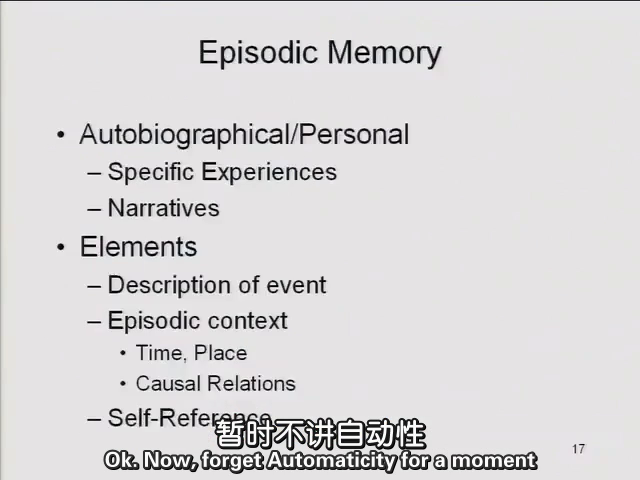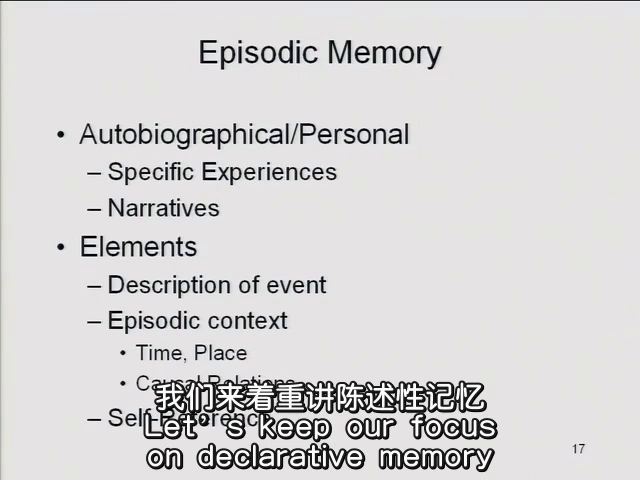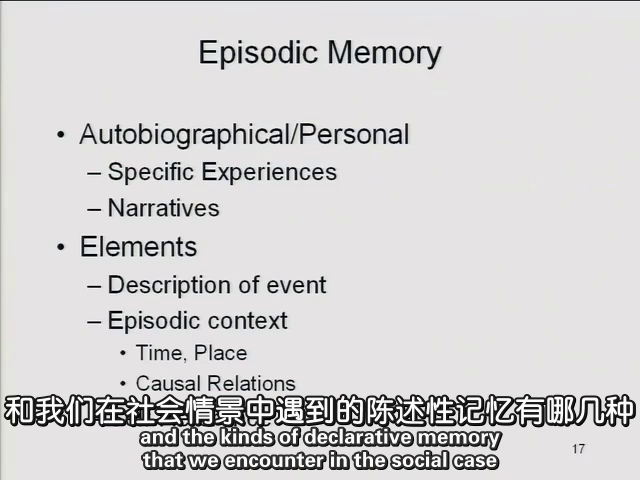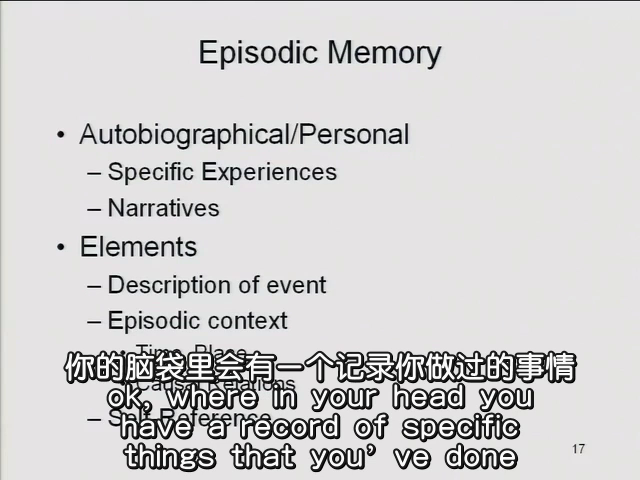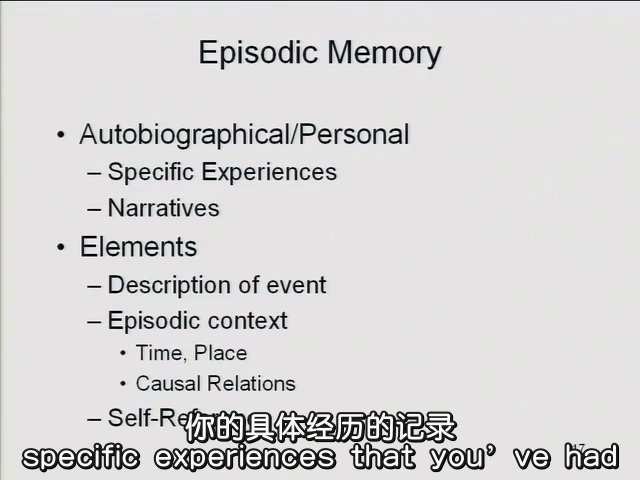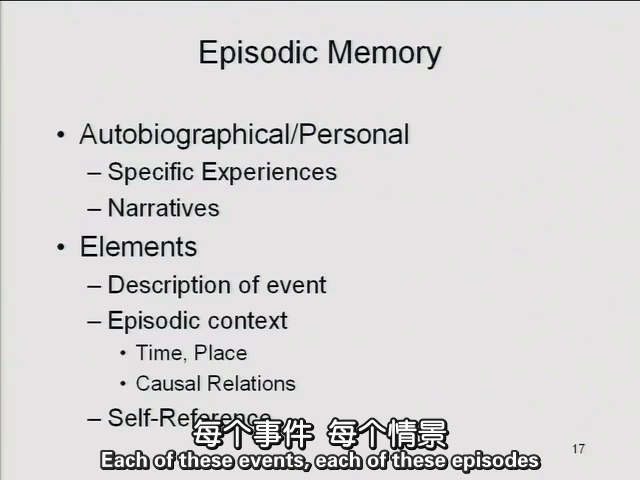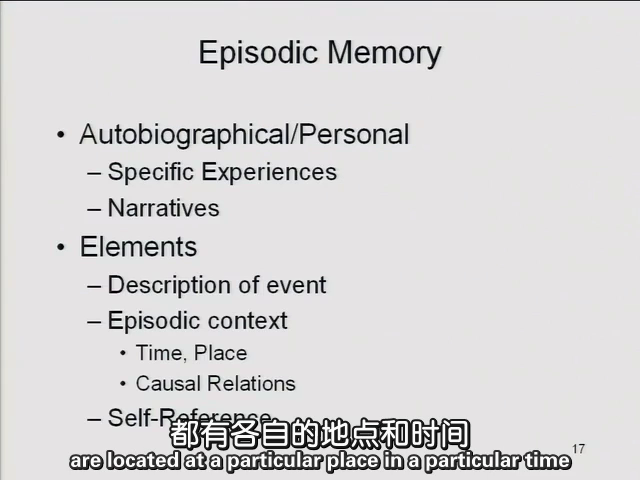Now, forget automaticity for a moment. Let's keep our focus on declarative memory and the kinds of declarative memory that we encounter in the social case. One form, as I mentioned before, is what we think of as autobiographical memory, where you have in your head a record of specific things that you've done, specific experiences that you've had. Each of these events, each of these episodes, is located at a particular place in a particular time.